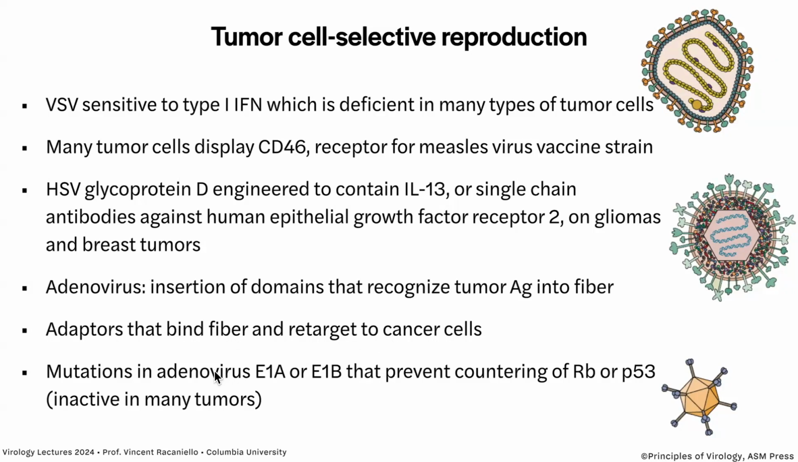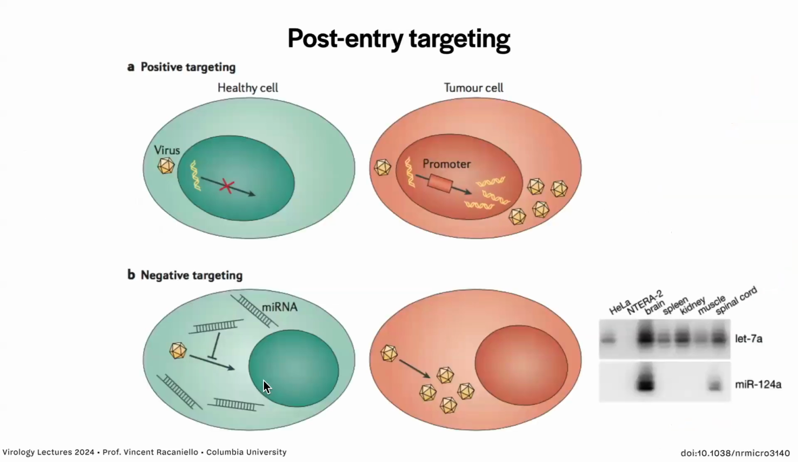And finally, we introduce mutations in the E1 region of adenovirus. These are proteins, remember, E1A and E1B, counter RB and P53 respectively. Many tumors have defects in those proteins. And so these mutant adenoviruses will not reproduce in most normal cells, but they will reproduce in tumors that are deficient in RB or P53.